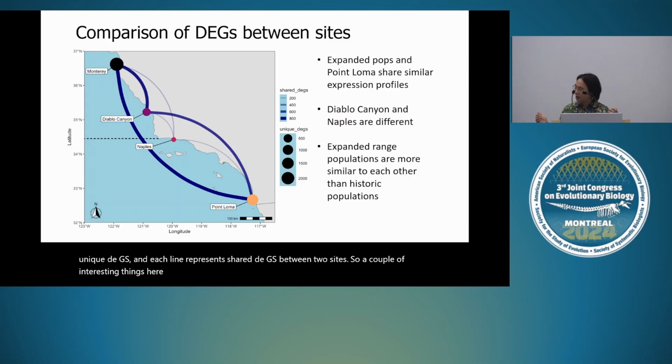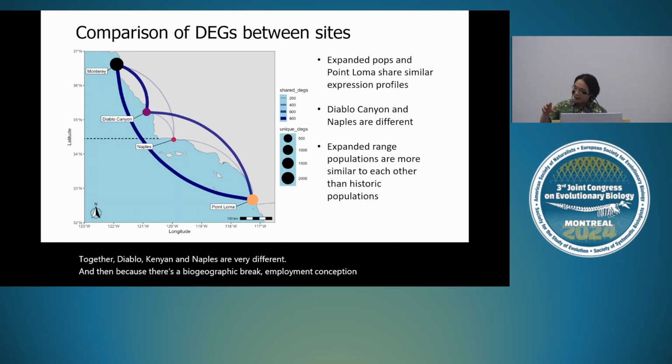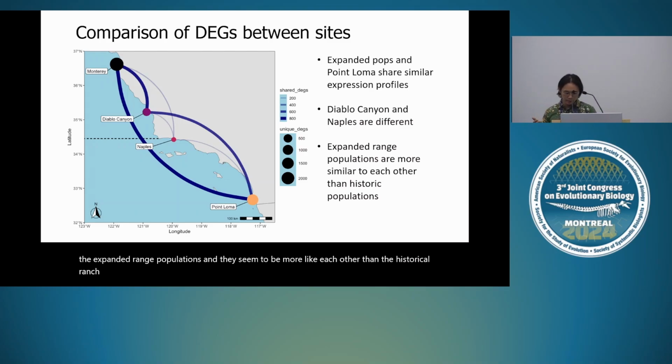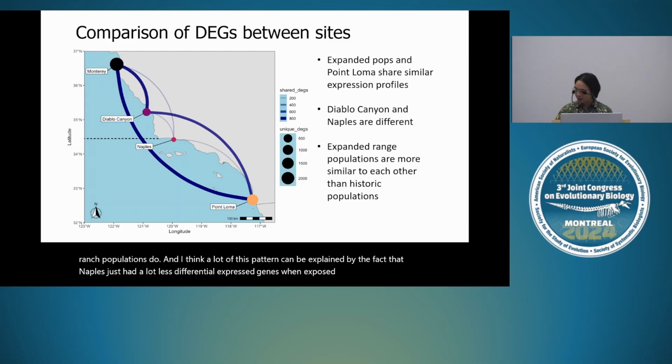Although they're the furthest oceanographic distance apart, Monterey and Point Loma share really similar expression profiles. And even though they're closest together, Diablo Canyon and Naples are very different. And because there's a biogeographic break at Point Conception, we also compared the expanded range populations, and they seem to be more like each other than the historical range populations are. I think a lot of this pattern can be explained by the fact that Naples just had a lot fewer differentially expressed genes when exposed to the elevated temperature.